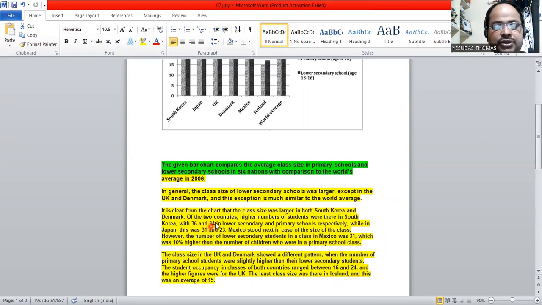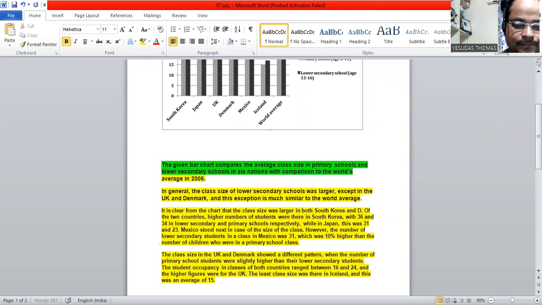Now it's clear from the chart that the class size was larger in both South Korea and Denmark. No, it's not South Korea and Denmark, actually. South Korea and Japan. Okay. Of the two countries, higher number of students were there in South Korea, with 34 and 36 in lower secondary and primary schools respectively, while in Japan, this was 31 and 23.